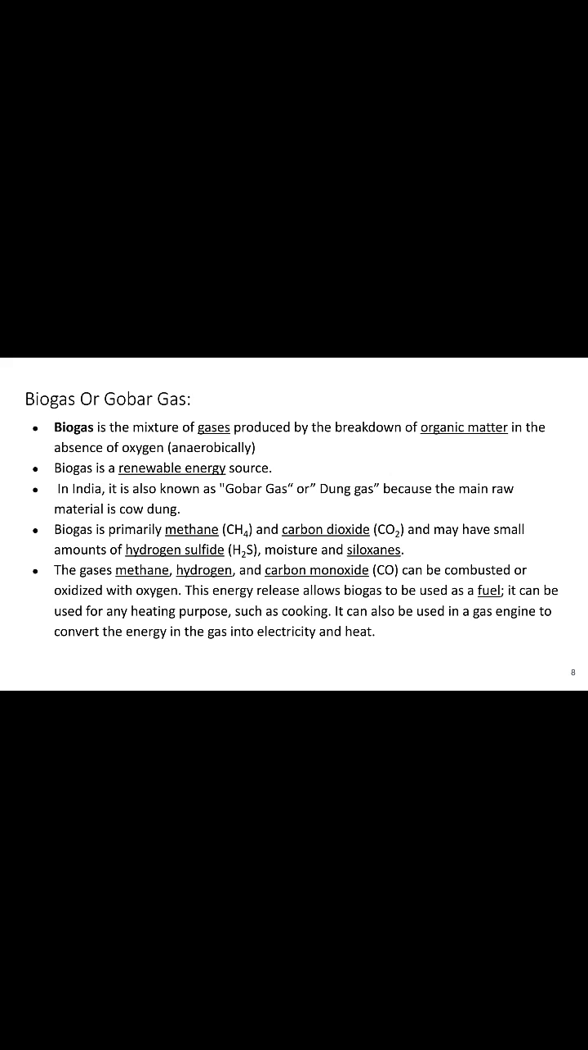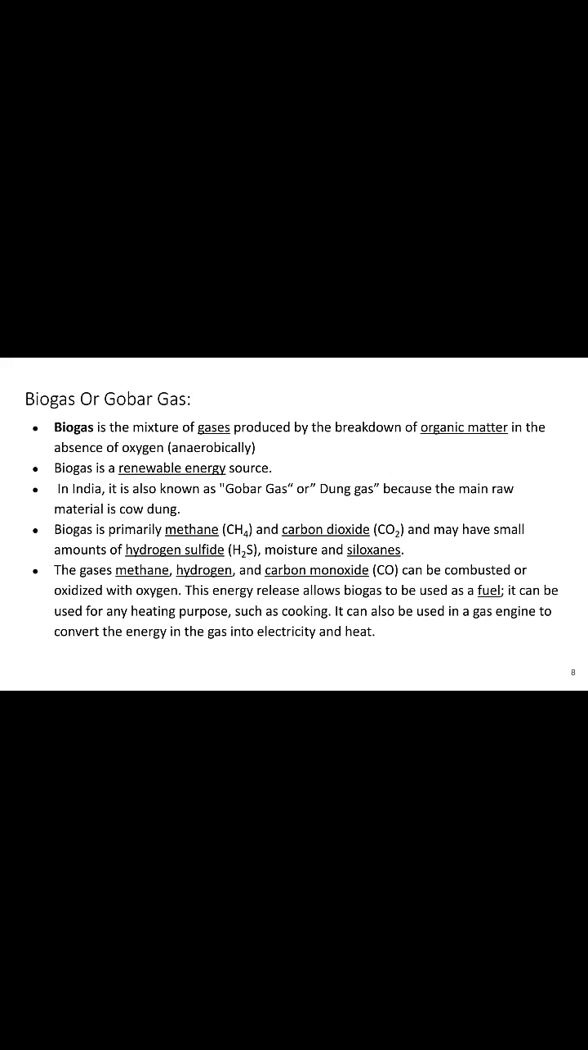Now let us discuss biogas or gobar gas. Biogas is the mixture of gases produced by breakdown of organic matter in the absence of oxygen, that is called anaerobic condition. Biogas is a renewable energy source. In India, it is also known as gobar gas or dung gas because the main raw material is cow dung.